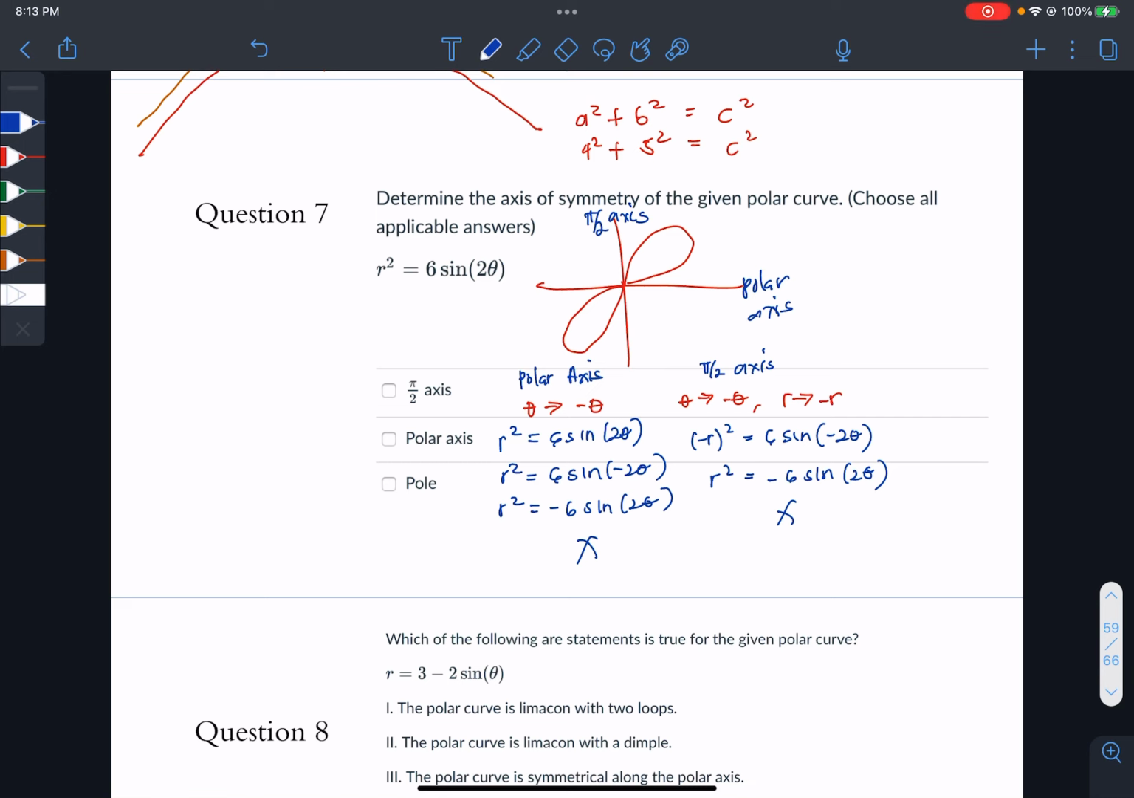But for pole, if it is symmetrical at the pole, yung r, palitan mo lang ng negative r. So we'll have negative r squared equals 6 sine 2 theta. So this is still r squared equals 6 sine 2 theta. So therefore, dito lang siya symmetrical sa pole.